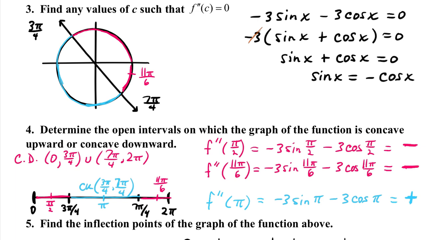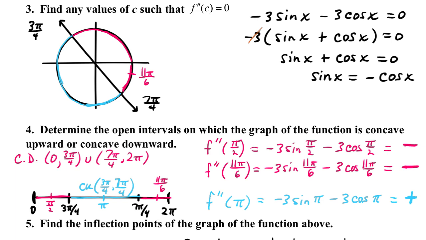And then finally, there was a small window between the second critical number and the end of the interval. So we needed to pick an angle between 7 pi over 4 and not 2 pi because that's the end of our interval. And you guys recommended 11 pi over 6. Excellent choice. F double prime of 11 pi over 6. When that angle is subbed in, you get a negative 3. All we need to know is that it's negative.